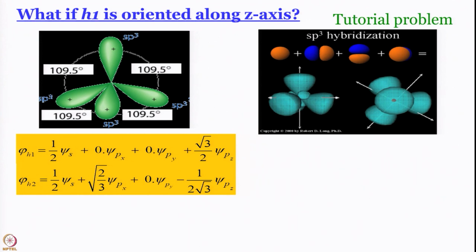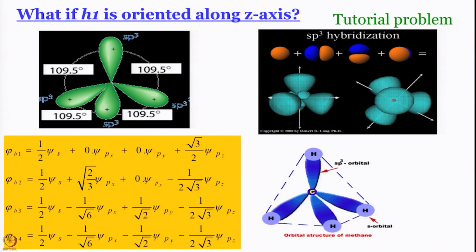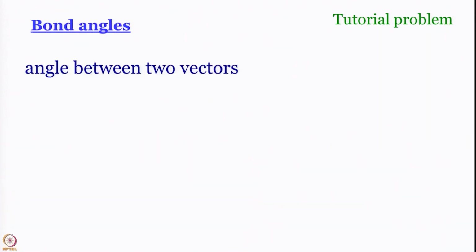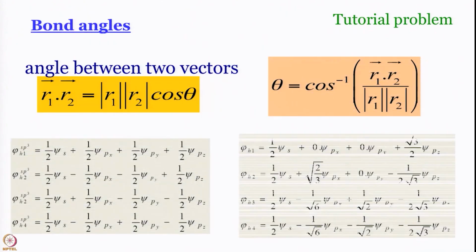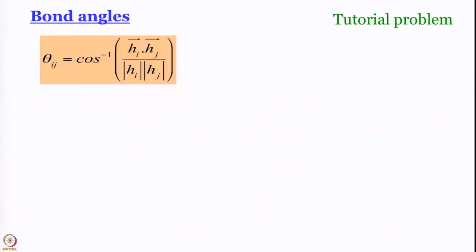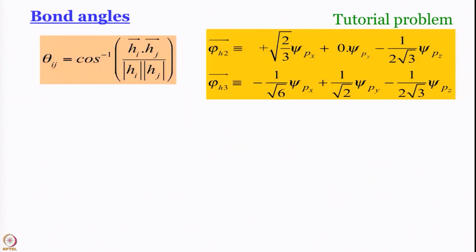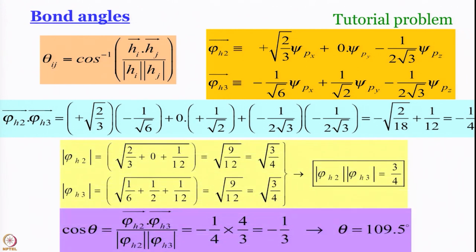Okay, so now the reason why the tutorial problem is written here is that it is for you to do. Please work out the expressions for the third and the fourth hybrid orbitals, and I am showing you the result here. What I also want you to do is work out the bond angles using the formula that we have discussed. This is something that I have done earlier. Work out the bond angles and you will see that the bond angle once again comes out to be 109.5 degrees.